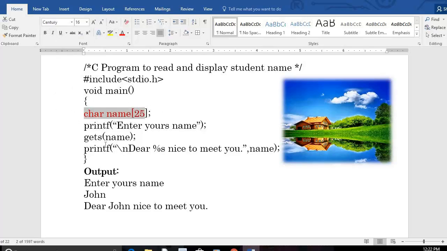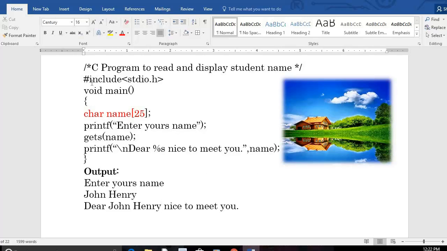Enter your name. gets is the built-in function. It helps us to read a string. If I enter John, John will be stored in name. You can enter John Henry also. If you enter John Henry, John Henry will be stored in the name string variable. Dear percent s, nice to meet you. That means dear John Henry, nice to meet you. This is the output.